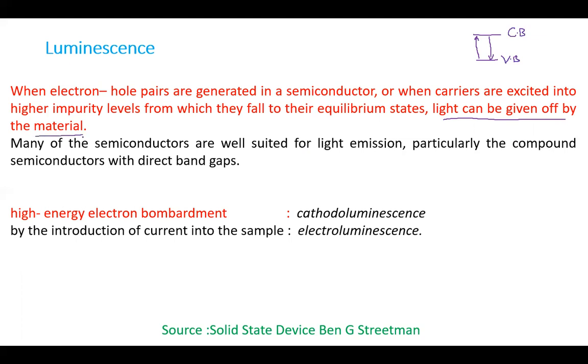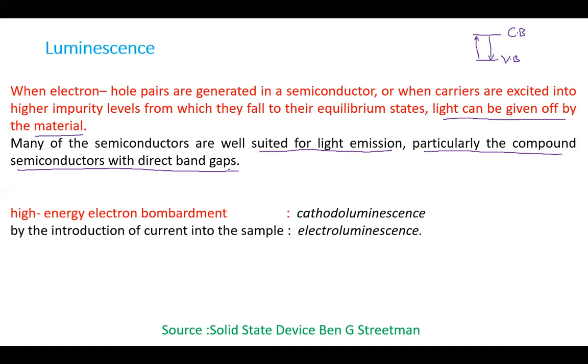When we talk about semiconductors, and if we are interested in light emission, then many semiconductors are well suited for light emission. In particular, compound semiconductors with direct band gaps. So there are direct band gaps in compound semiconductors. When they have recombination back, there is some generation of light.